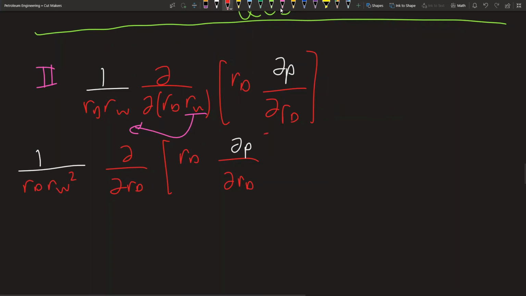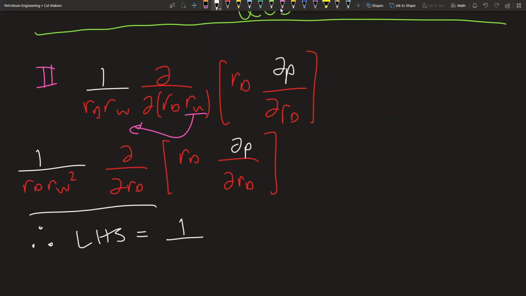Okay, and that's it for the right hand side. For the left hand side, therefore, left hand side is equal to 1 over r_d r_w squared ∂ over ∂r_d, open brackets, r_d multiplied by ∂p over ∂r_d.